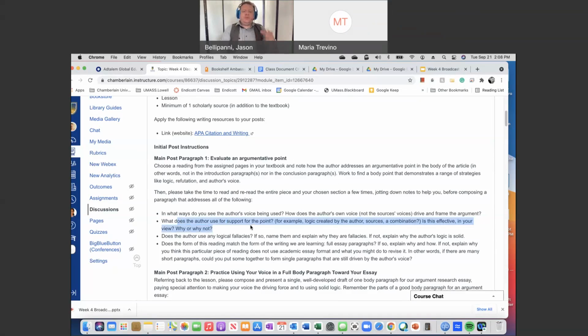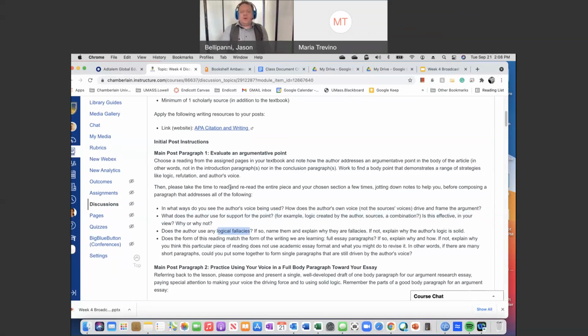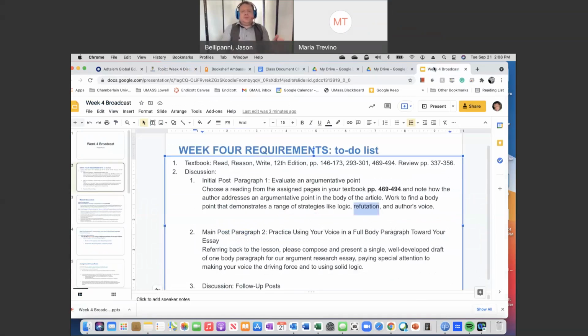What does the author use to support the point, like the main argument? So these are all the questions, and does it contain logical fallacies, which I can talk about in a minute. So that's all part of the first paragraph. So you pick one of the readings, and there's more readings than just that one, right? You can look in. I need to get this out.